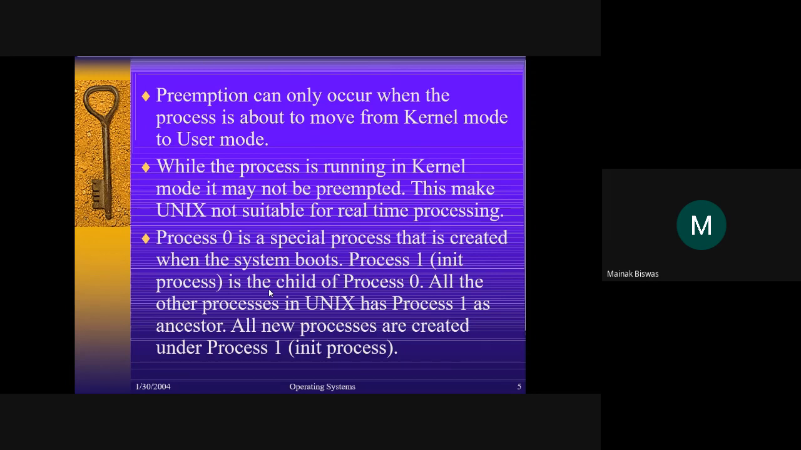And process one, the init process, প্রথম যে প্রসেসটা ইউনিক্সে তৈরি হয় তাকে বলা হয় init process. Process one is the child of process zero. So process zero is booting process, process one is init process. So all other processes in Unix have process one as the ancestor. যা প্রসেস তৈরি হবে কিন্তু process one হচ্ছে তোমার root process, ওখান থেকে সব তৈরি হবে. All new processes are created under process one or the init process.